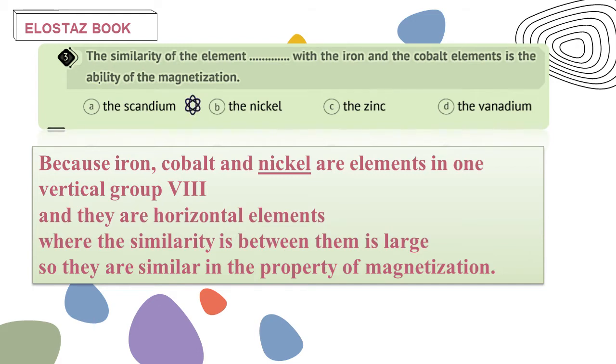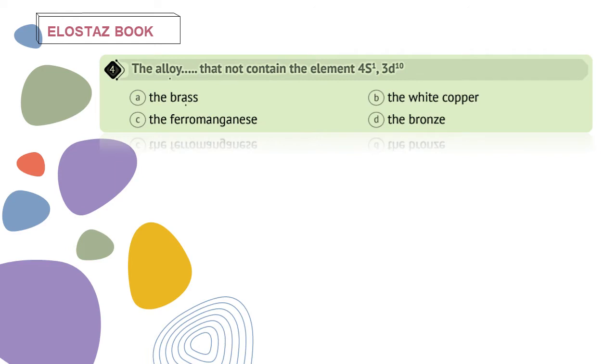Okay, let's go to question 4. Question 4 says: which alloy does not contain the element with the electronic configuration 4S1 3D10? We have brass, which we said is the yellow alloy that gives the color of gold, then white copper, ferromanganese, and the last one, bronze. If we have an alloy with this electronic configuration, what is the right answer here?